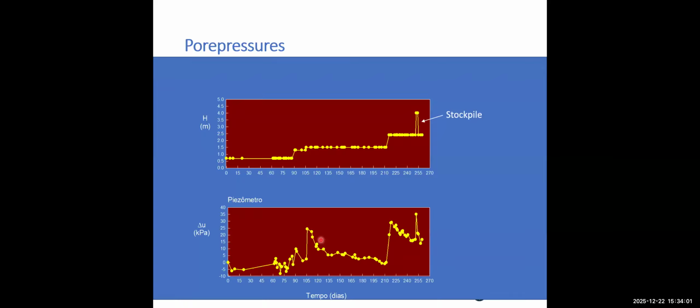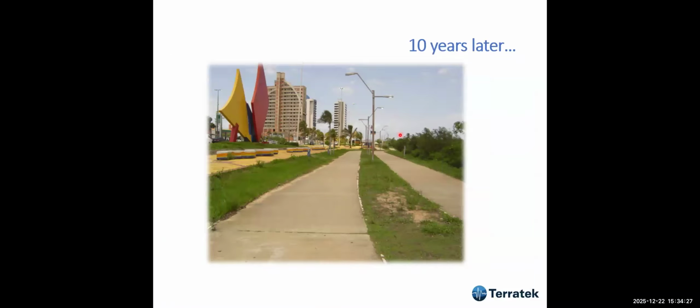And then this was a mistake. They put a stockpile nearby. And when they put that stockpile nearby, this is when the surcharge was increased. I saw it. I thought, no, I have to take this off. When they put it on, the pore pressure built up very quickly. But by taking it off, the pore pressure came back.